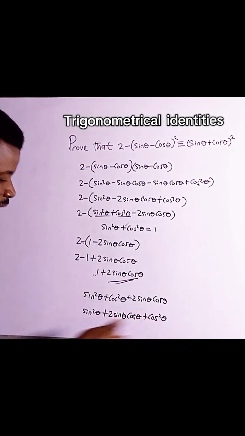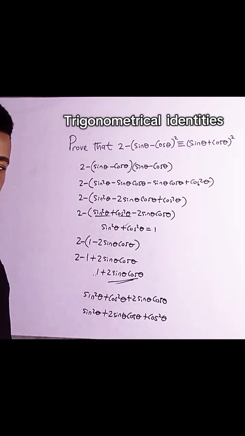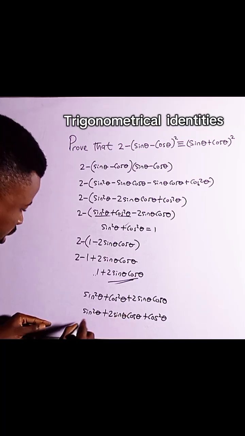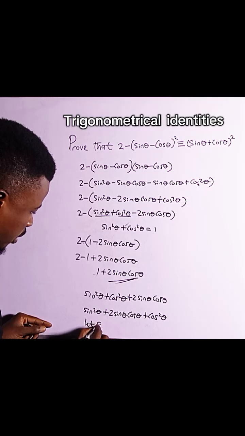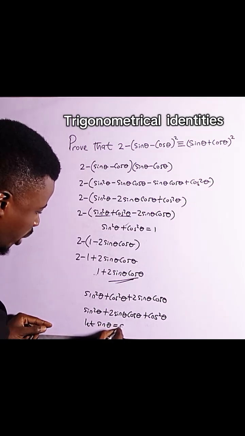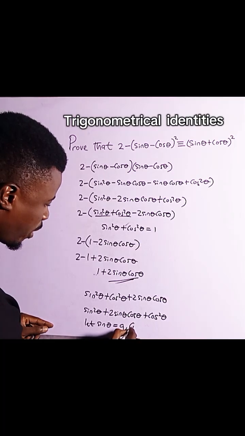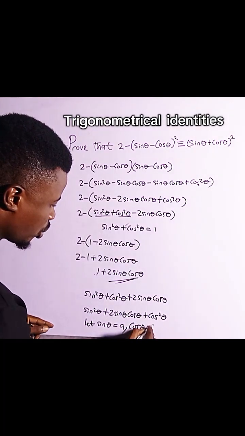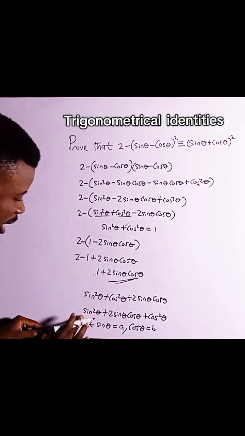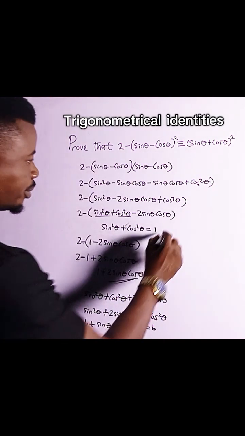Now how do we simplify this? There's an easy way we can do it. We can use an algebraic expression to simplify it. What do we do? We say let sine theta be equal to a and cos theta be equal to b. So we can write this expression in terms of a and b.